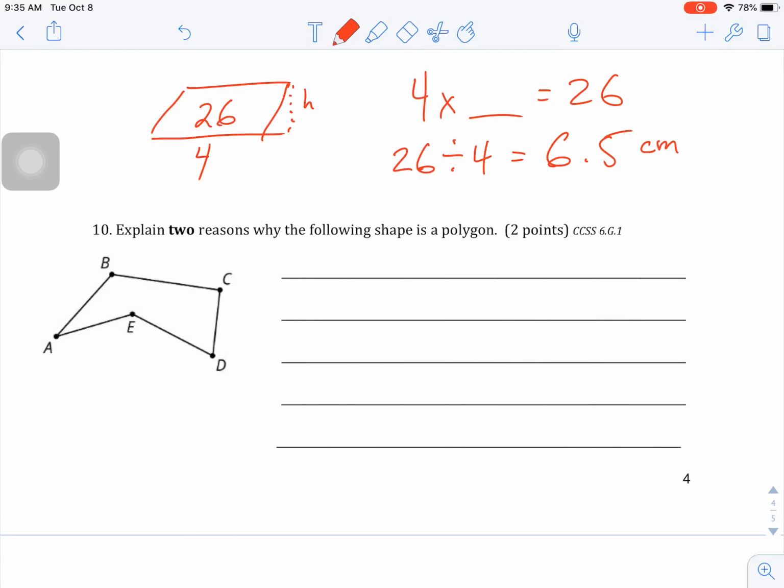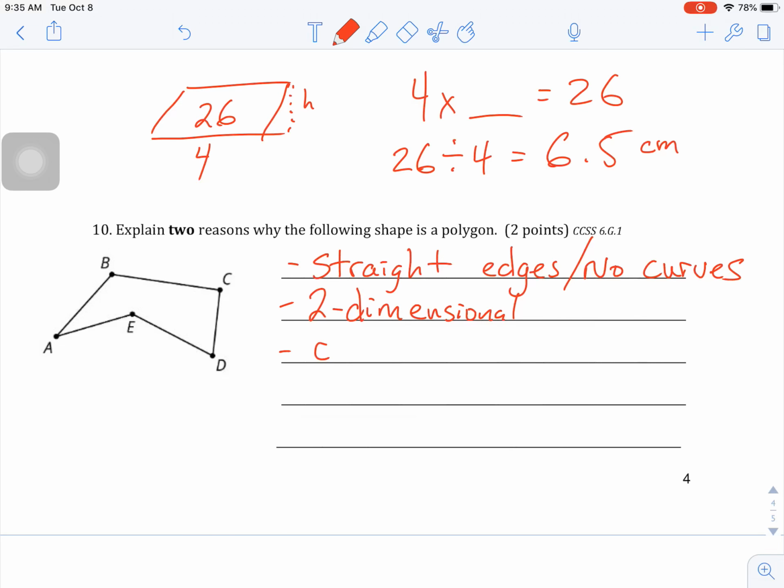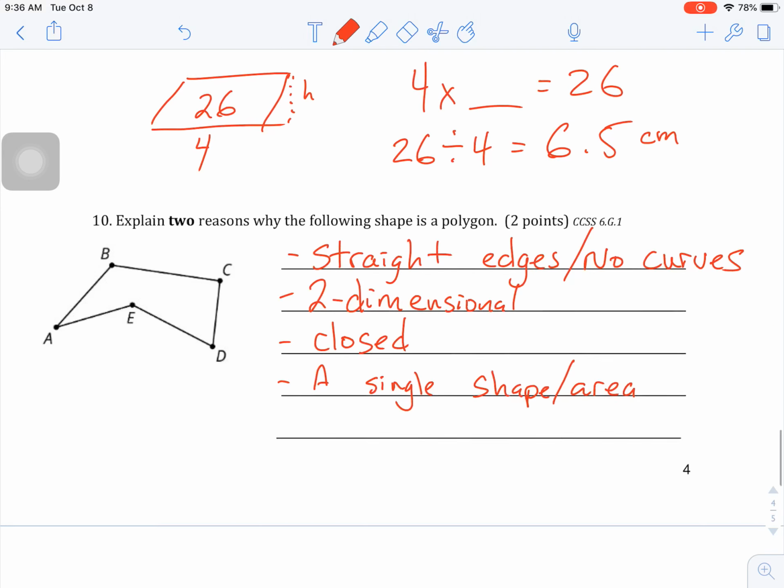All right, for number 10, you needed 2 reasons why the shape is a polygon. So I'm just going to list them here. One thing you might say is that it has straight edges, no curves. Second thing you might say is that it's 2-dimensional. You'd also possibly talk about it being closed and that it's a single shape area. All right. So any of those 4 reasons would have worked. You just needed 2.